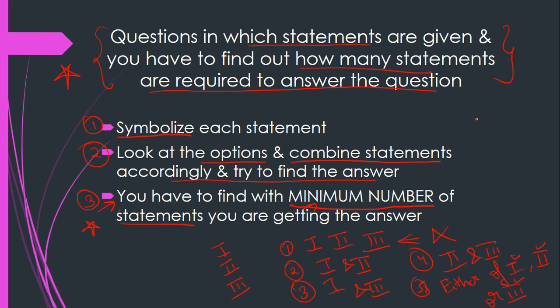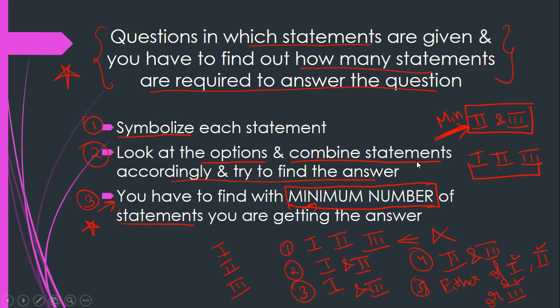For example, if you are getting your answer from second and third, it's quite obvious you will get your answer from first, second and third. Obviously with this combination also you will get your answer, but what you have to find out is the minimum number of statements from which you can get your answer. So the minimum number of statements from which you are getting the answer is second and third. So you always have to remember that you have to find the option in which, with the minimum number of statements, you are getting an answer.